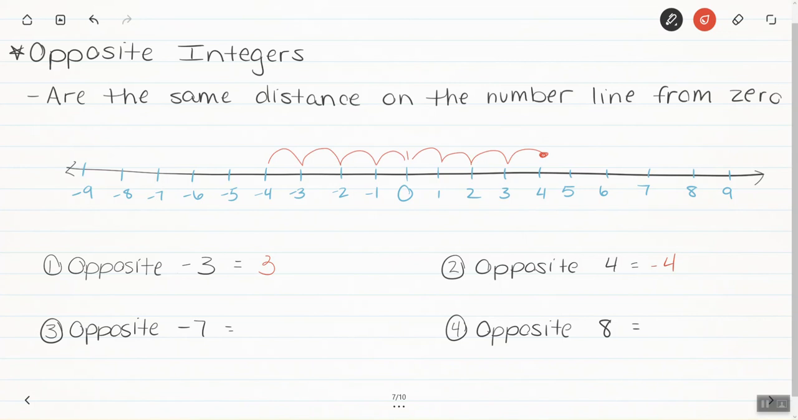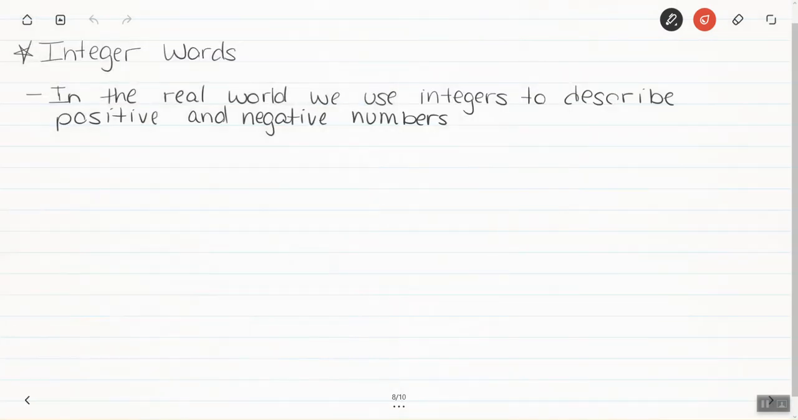Go ahead and see if you can do number 3 and number 4 on your own. So the opposite of -7 would be +7, because they would both be 7 spaces from 0. And the opposite of +8 would be -8. So we can use integer words to describe real world situations.